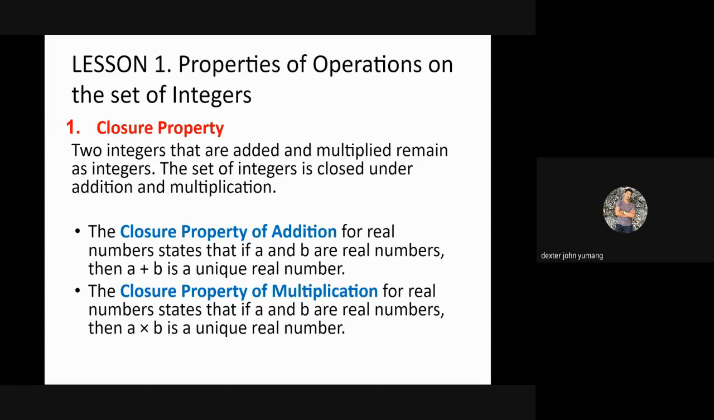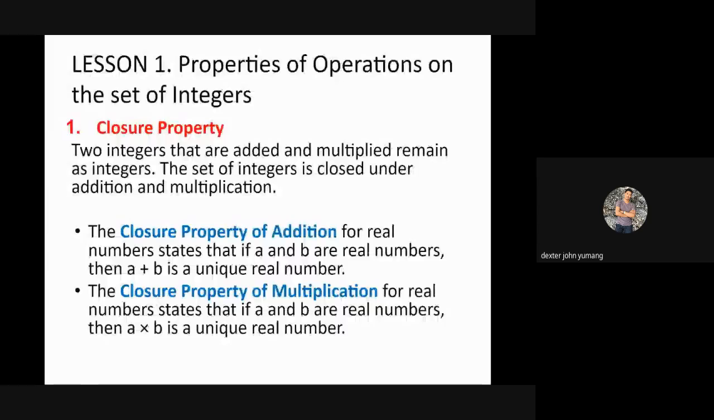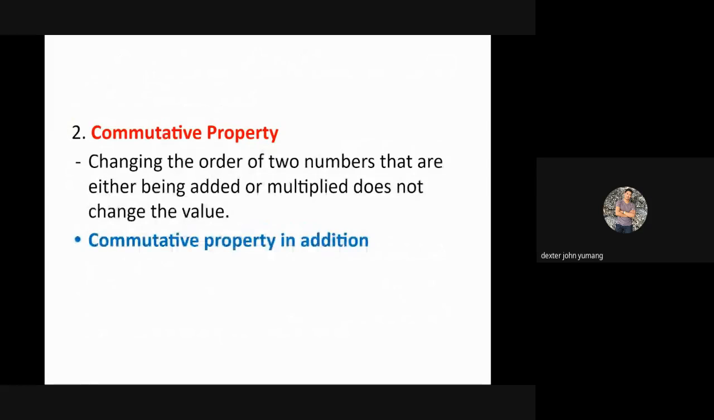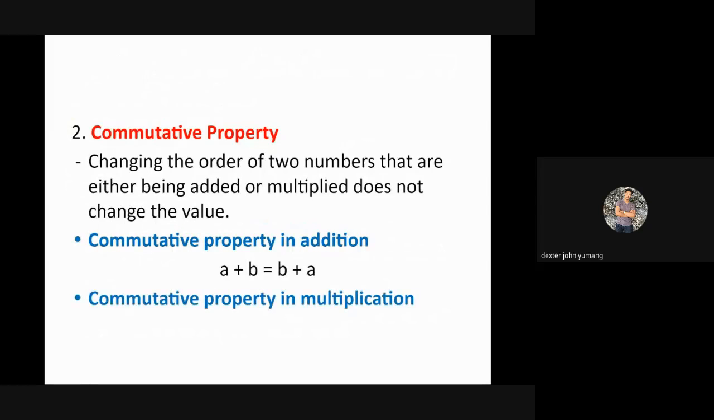So, another property. The first property is closure. The second property is the commutative property. When you say commutative property, the changing of order of two numbers that are either being added or multiplied does not change the value. Ibig sabihin po ng commutative property ganito. For example, 1 plus 2. Binaliktad mo yun siya, gawin mong 2 plus 1, ang sagot, the same pa din. Yan po yung commutative property.